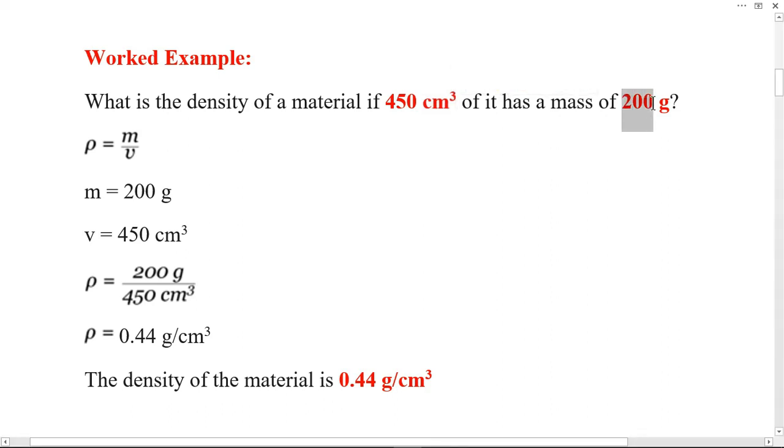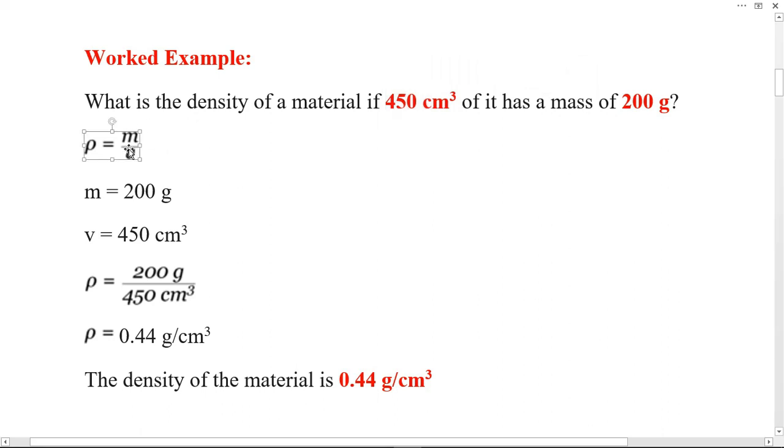And now the other one is 200 grams. What does it mean? This is mass. How do you know? Because the unit is grams. Once again, if you want to find the density, you need two quantities. One is mass, the other is volume. For the given values, how will you know which one is mass? See the units. If the unit is grams, it means it is mass. If the unit is centimeter cube or meter cube, it means it is volume.